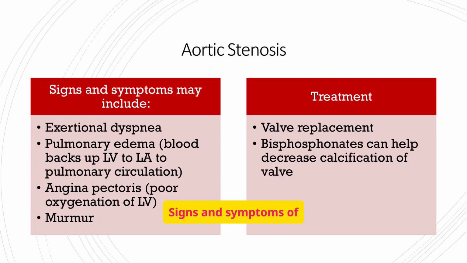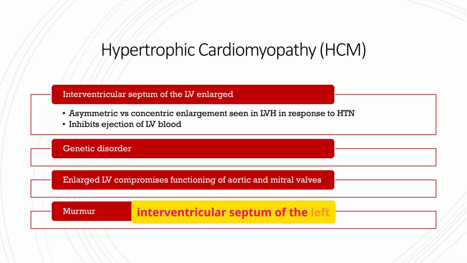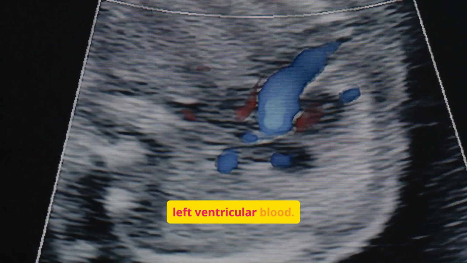Signs and symptoms of aortic stenosis include exertional dyspnea, pulmonary edema, angina pectoris, and a murmur. Treatments include valve replacement and bisphosphonates. Hypertrophic cardiomyopathy, HCM, involves enlargement of the interventricular septum of the left ventricle. This inhibits ejection of left ventricular blood.